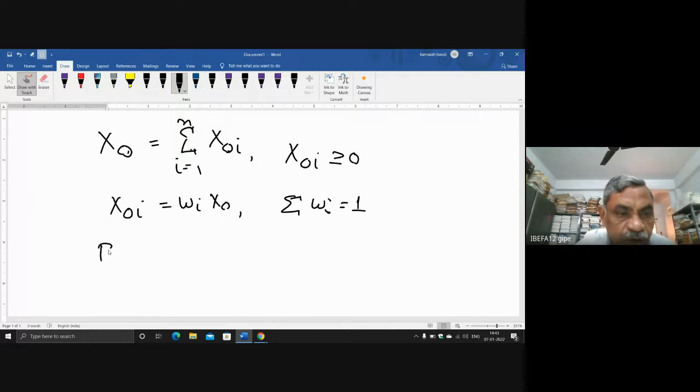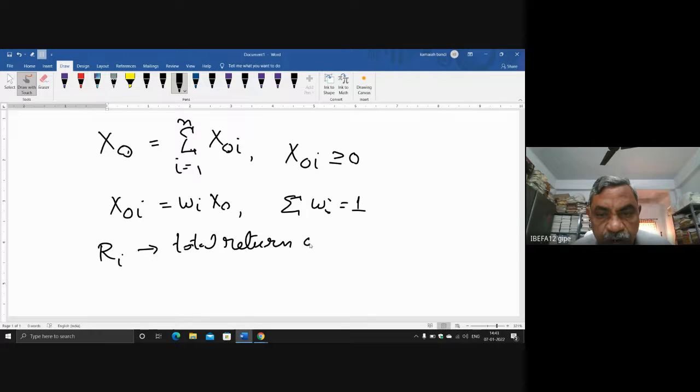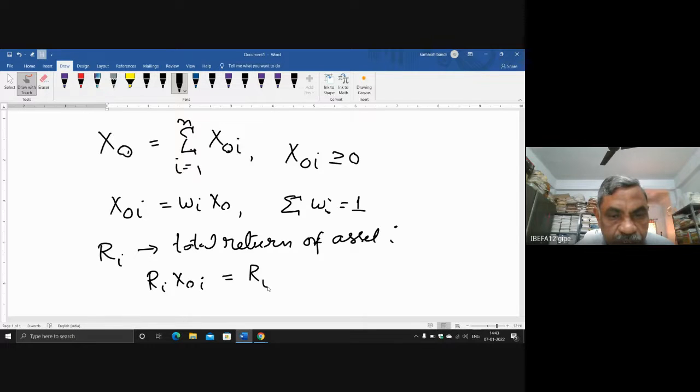Now let capital Ri be the total return of asset i. Ri times x0i may be written in the place of x0i, right, you write this expression, that is Wi x naught. Now for the entire, across all the assets, you just put a summation sign, i equal to 1 to n.